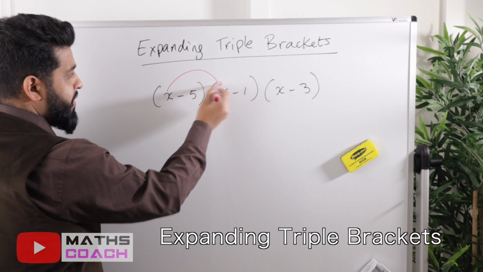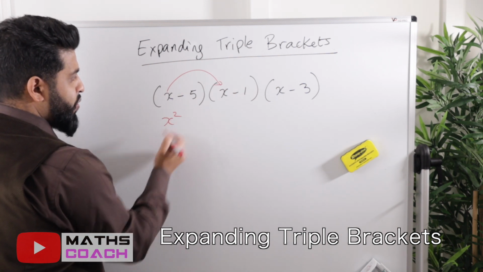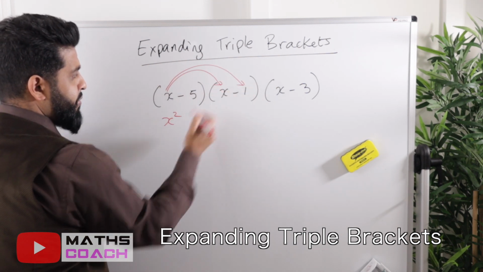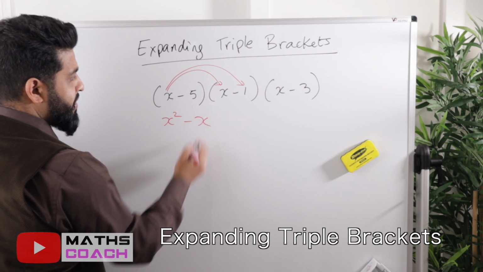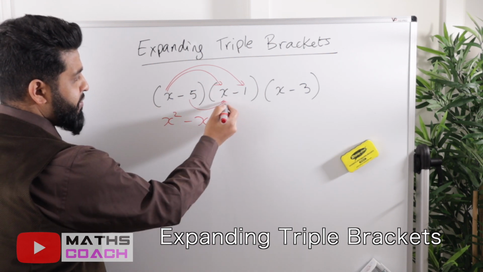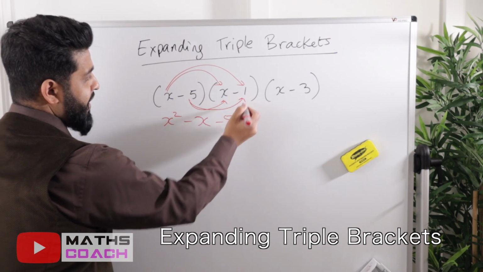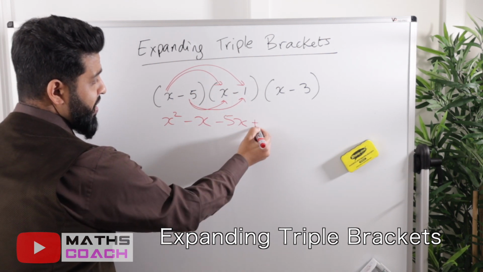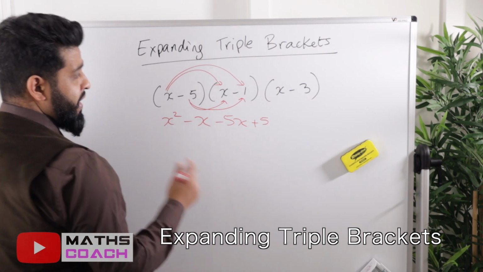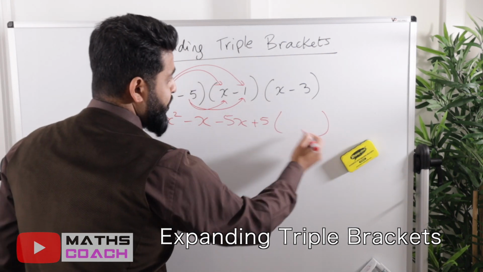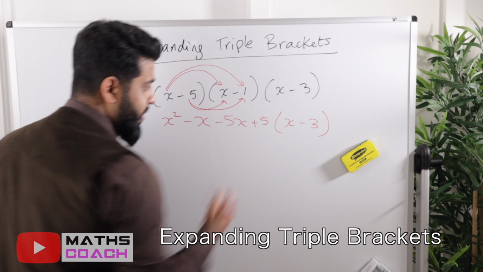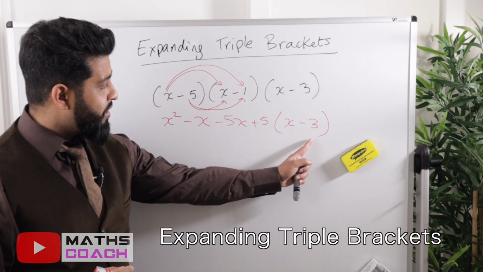So x times x gives us x squared. x times minus 1 is minus x. Minus 5 times x is minus 5x. And minus 5 times minus 1 is a plus 5. Now, I did say to ignore that, but we will continue writing it along. Okay, we'll continue writing this one along.